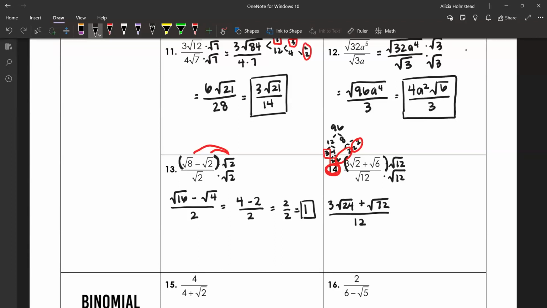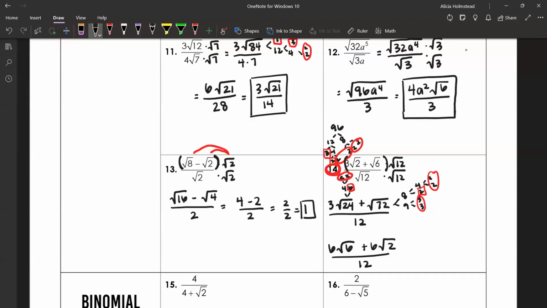Let's go ahead and break those down. 24 is 4 and 6, which is 2 and 2. So we'll have 2 with 6 left over. So that will become 3 times 2, which is 6. 6 left over. 72 is 8 and 9, which is 3 and 3. 4 and 2, which is 2 and 2. So that's gonna be 3 times 2, which is 6, with 2 left over, over 12.